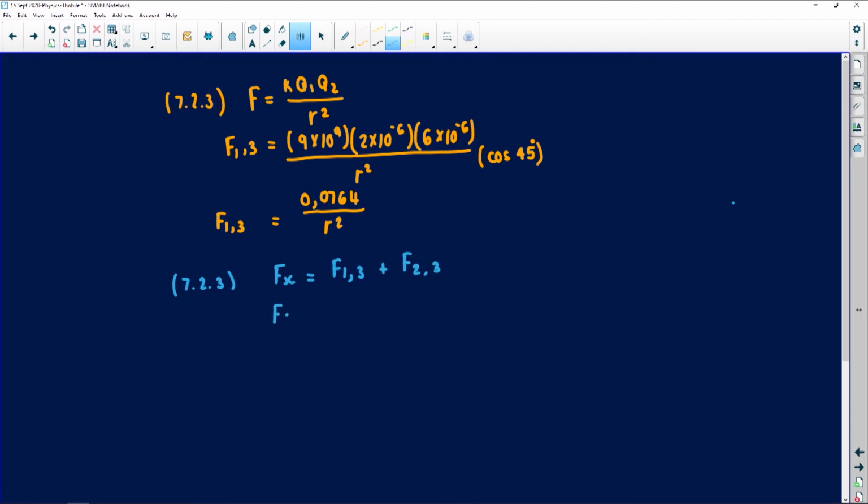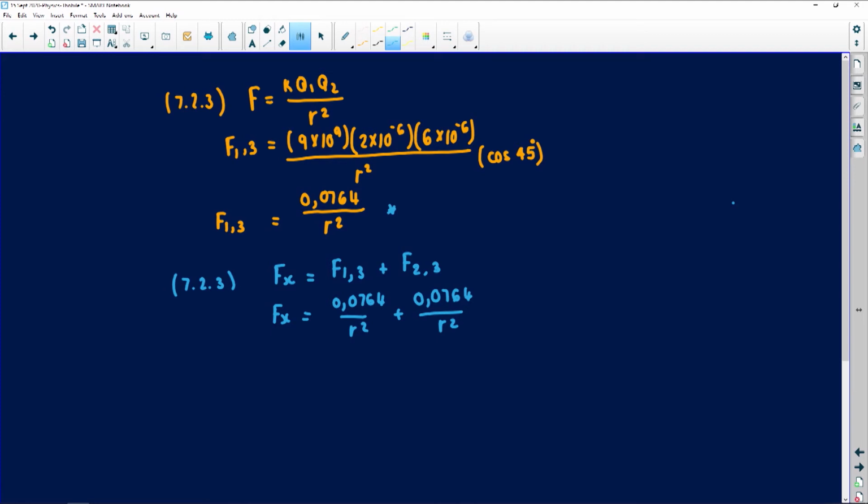I know that F of x, I can break up. Remember, this is my expression. I do know that the two distances are the same, so I can write this twice. So I've got 0.0764 all over r squared plus, because the distances are the same, I can write it like this, 0.0764 all over r squared. Now it's just pure mathematics.